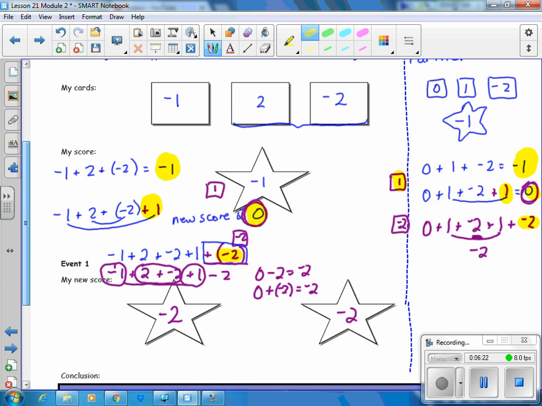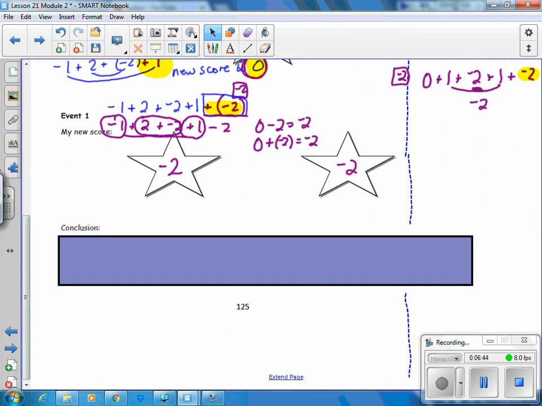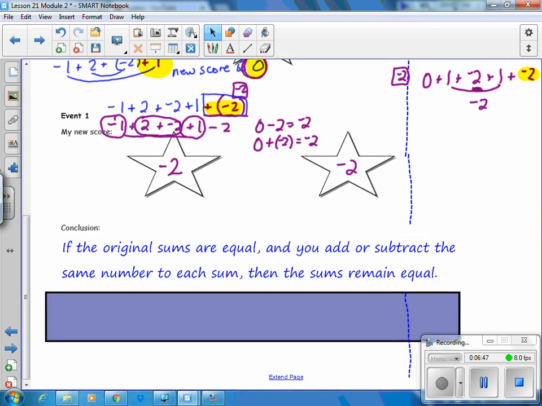So what we learned here is that you can add a number to your score, and if your scores are equal to begin with and you add a number, they will remain equal. And then we added a negative number to your score, and when we added a negative number, your scores remain equal. So the conclusion, or what we learned from these cards, is that if the original sums are equal and you add or subtract the same number to each sum, the sums remain equal. Pause the video and write that down.